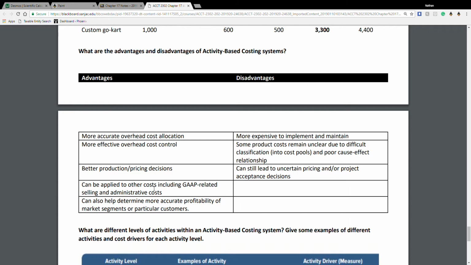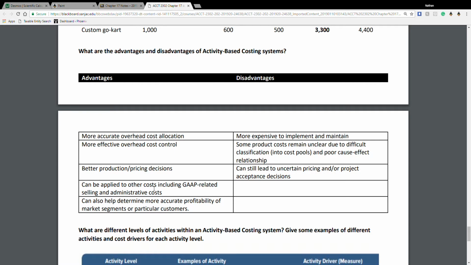This is GAAP related, and it doesn't even have to stay with overhead. We can deal with selling and administrative costs too, which is actually pretty cool to use ABC in all aspects. And it can also help determine more accurate profitability of market segments or particular customers. Again, if I want to focus on the custom customer, I can see if it's more profitable. If I'm only selling them for $5,000 for a custom job, making $600, but I sell my standard for almost $3,000 and making about $2,000, I may be favoring more of the standard. Okay.